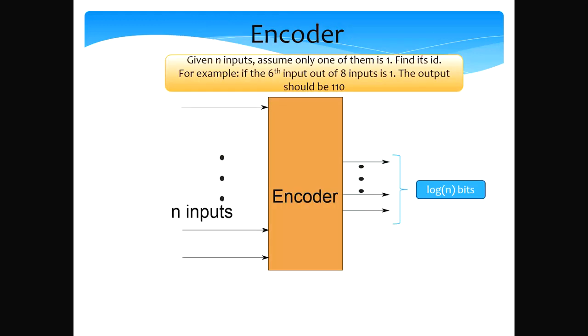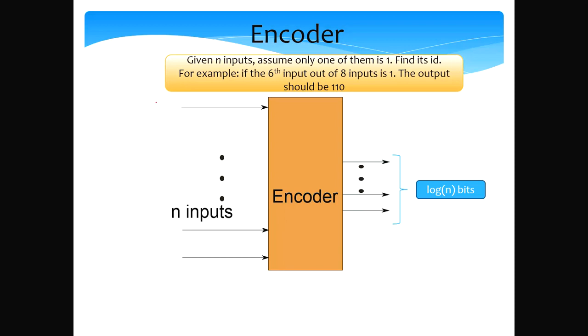Now, let us consider one more circuit called an encoder. The encoder is also very important. It's also very useful in memories, particularly a certain kind of memories called content associative memories or CAM memories. An encoder works like this: given n inputs, assume that only one of them is 1.